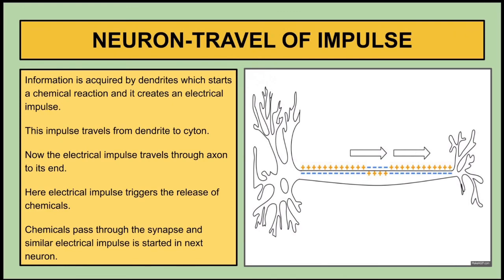Let's understand how the nerve impulses travel in the neuron. The information is first of all acquired by the dendrite and electrical impulse is created. This impulse travels from dendrite to cyton. The electrical impulse travels through the axon then. As it reaches the nerve ending, it triggers a release of chemicals. These chemicals pass through the synapse to the next neuron and the electrical impulse is started again.